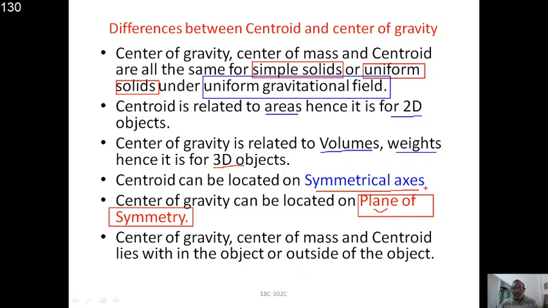For the center of gravity, you can understand that this is the axis, whereas the plane means we need to draw a two-dimensional object. This is the plane. That is the difference. So this is the axis, and this one is a plane. This is the difference between the centroid and center of gravity, right? The center of gravity, center of mass and centroid can lie within the object or outside of the object also.